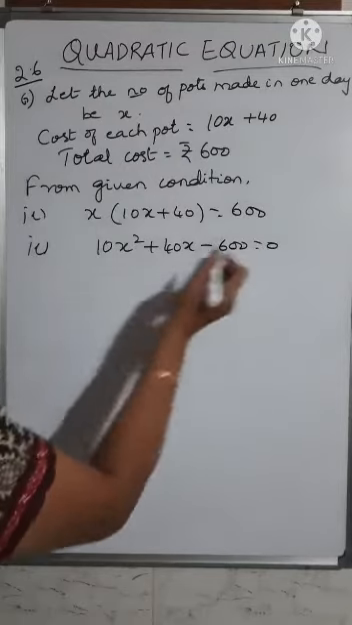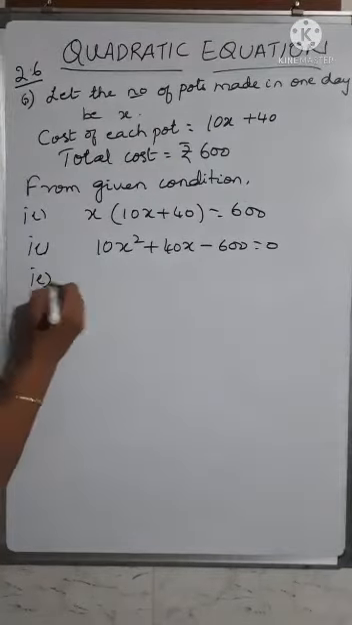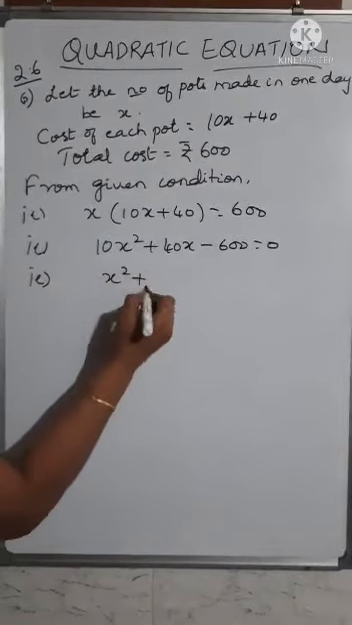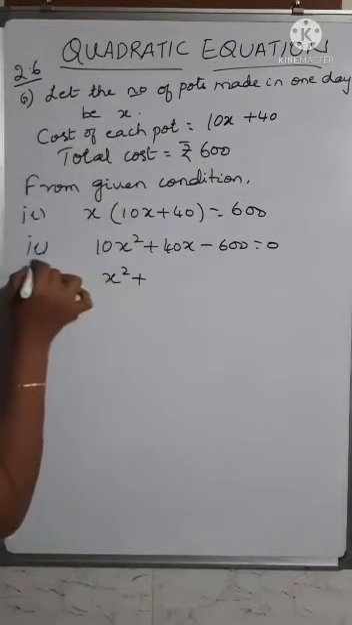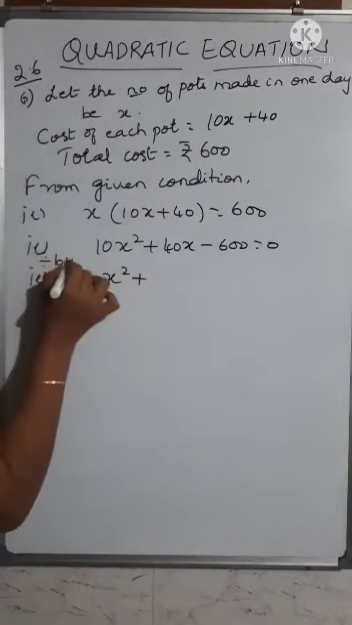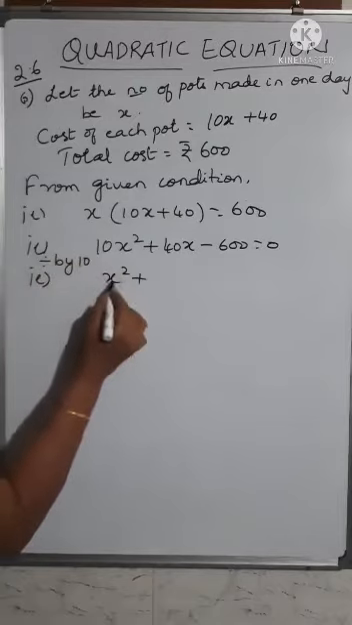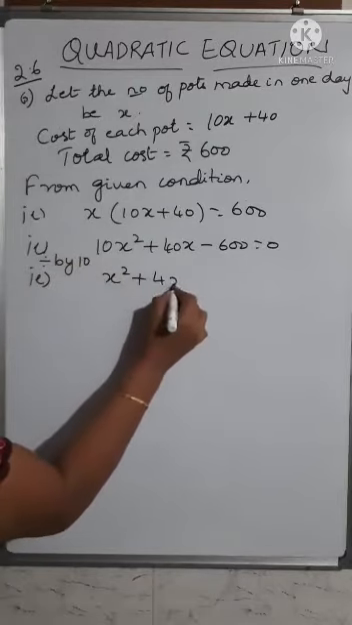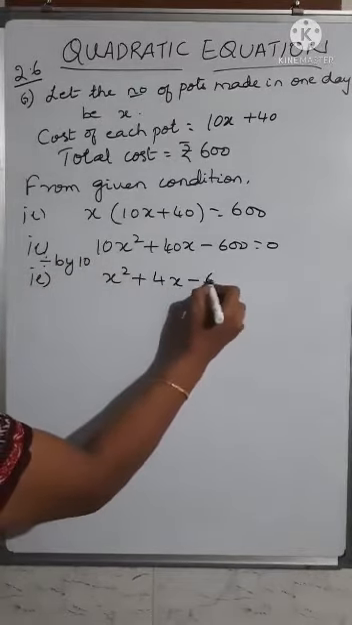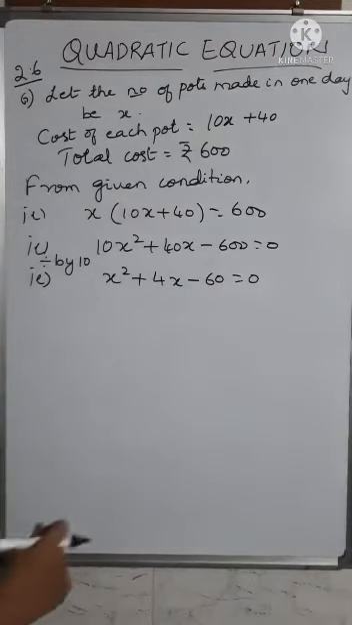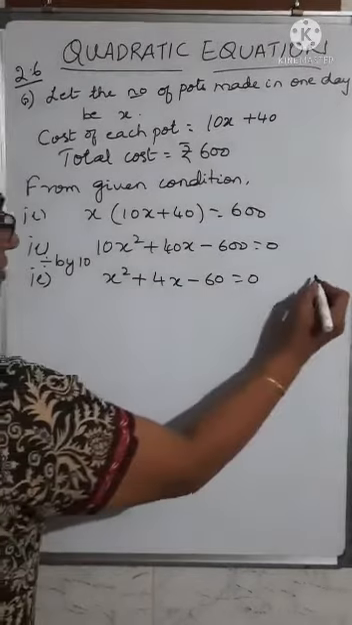So opening the bracket, you get 10x square plus 40x, bring 600 to the other side, is equal to 0. So you can divide throughout by 10. So you will get x square, divide by 10, so you get x square plus 4x minus 60 is equal to 0. Now you have to find out the factors for 60.